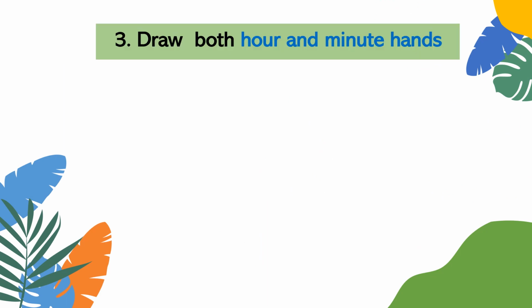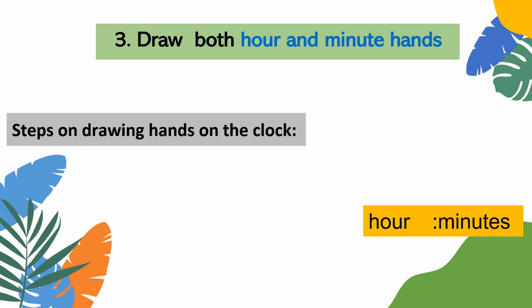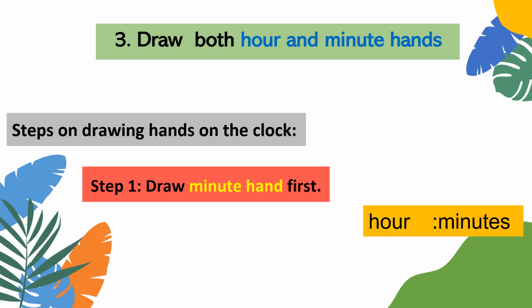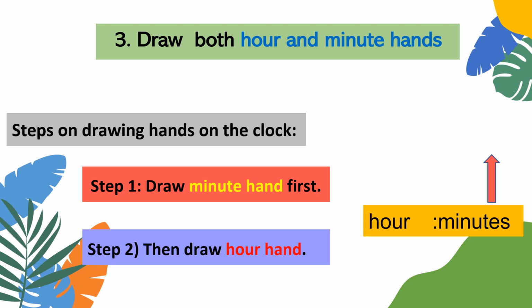Then the third part on writing time, you need to learn to draw both the hour hand and the minute hand. The steps on drawing hands on the clock: the first step, you need to draw the minute hand, the long hand, first. After you finish drawing the minute hand, you draw the hour hand, the short hand. So draw the minute hand first, and after that, you draw the hour hand.